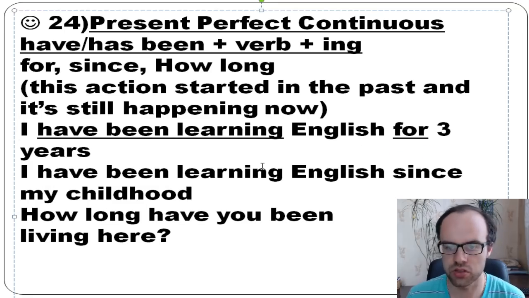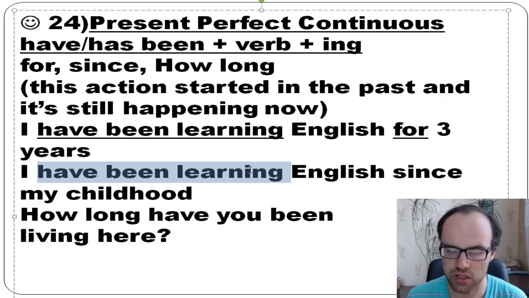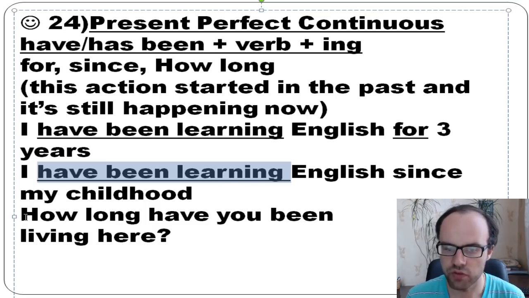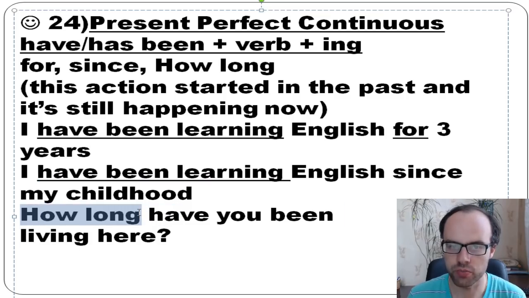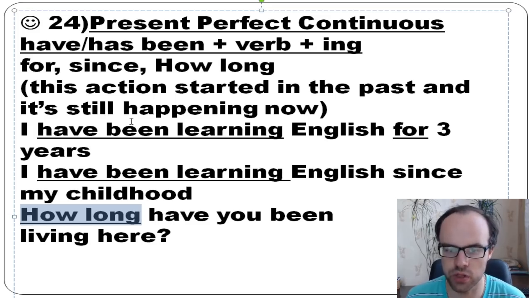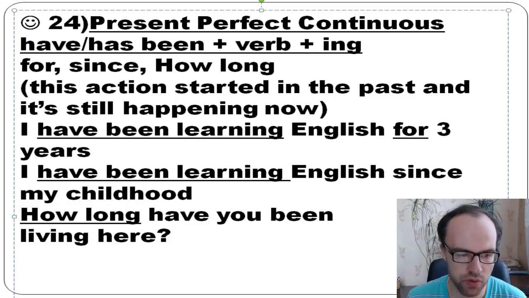Or we can also use since, for example. I have been learning English since my childhood, okay? It means I started learning English when I was a child and I'm still learning it. How long have you been living here? Yeah, we use the present perfect continuous with how long. You can say for a year, for 2 years, for a month, for 2 weeks. Okay, very good, well done.